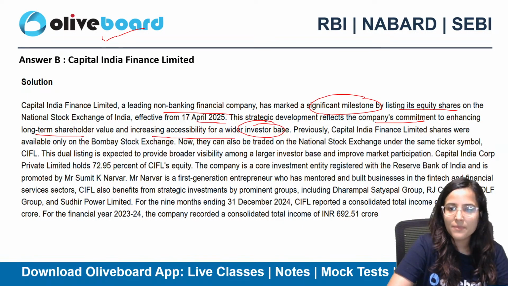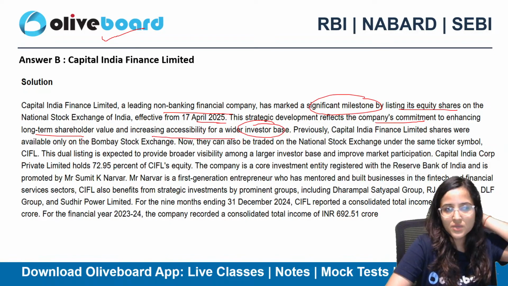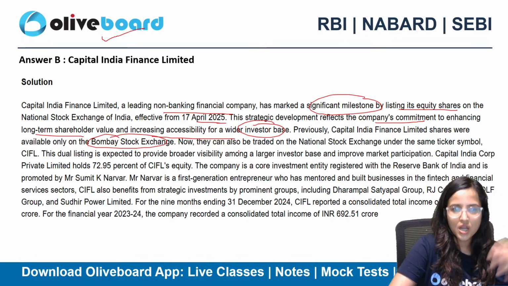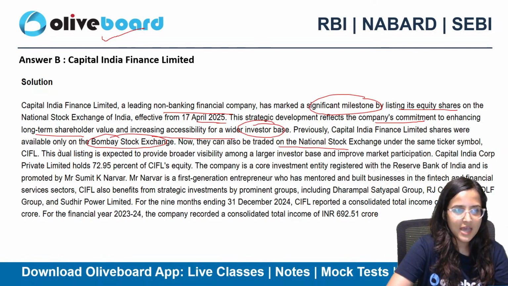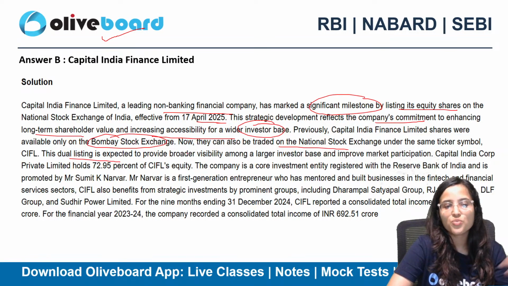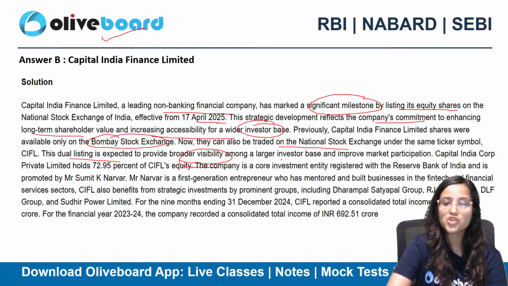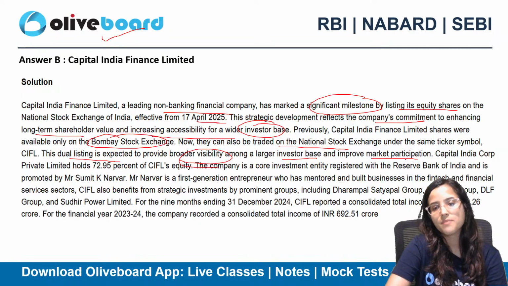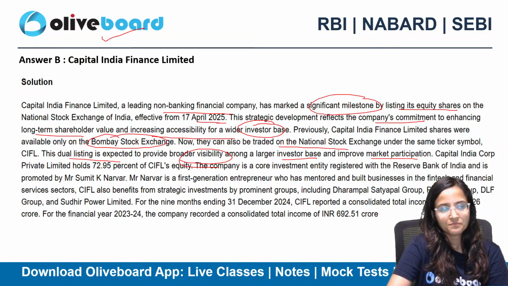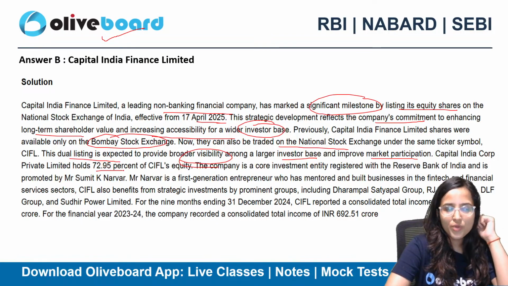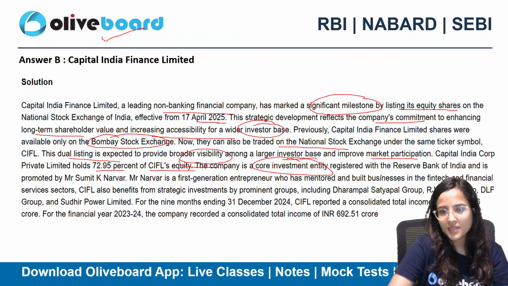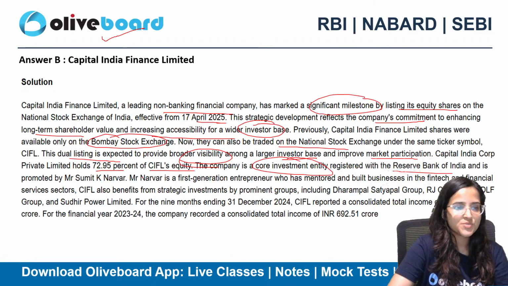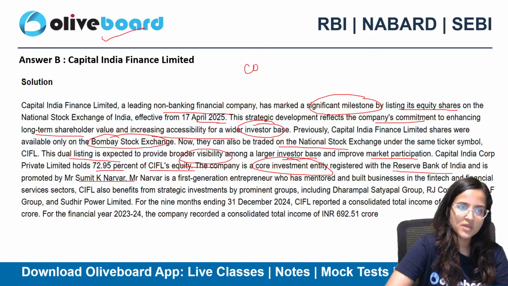So previously, Capital India Finance Limited shares were available only on the Bombay Stock Exchange, and now they can also be traded on the NSE under the same ticker symbol CIFL. This dual listing is expected to provide broader visibility among a larger investor base and improve market cap participation. The promoter group holds 72.95% of CIFL's equity, and the company is a core investment entity registered with the RBI and is promoted by Mr. Sumit K. Narwar. So this is a core investment company.